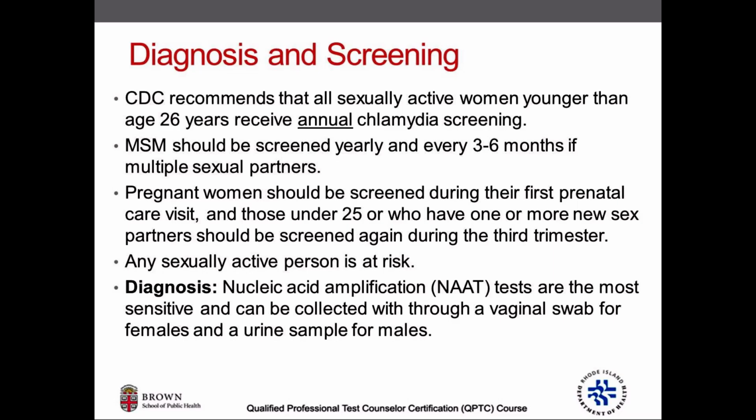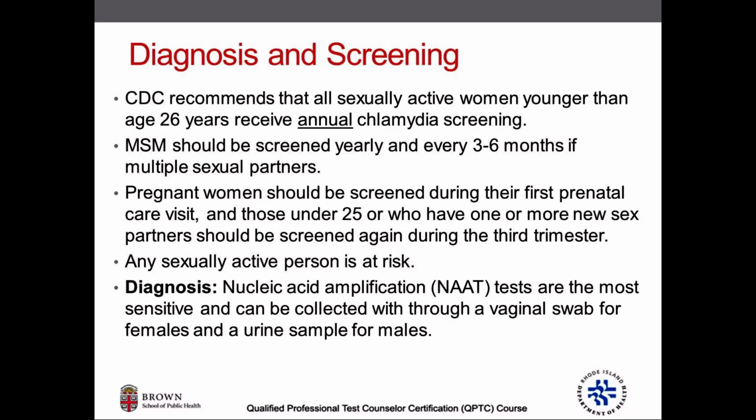So especially in groups of populations, such as men who have sex with men who may be at risk of HIV infection, it really makes sense to aggressively screen men for chlamydia and other STDs so that you can address their risk of HIV infection. Pregnant women should also be screened during their first prenatal care visit, and those under 25, certainly with multiple sex partners. The diagnosis of chlamydia is through what's known as a nucleic acid amplification test. This is known as the NAT test.